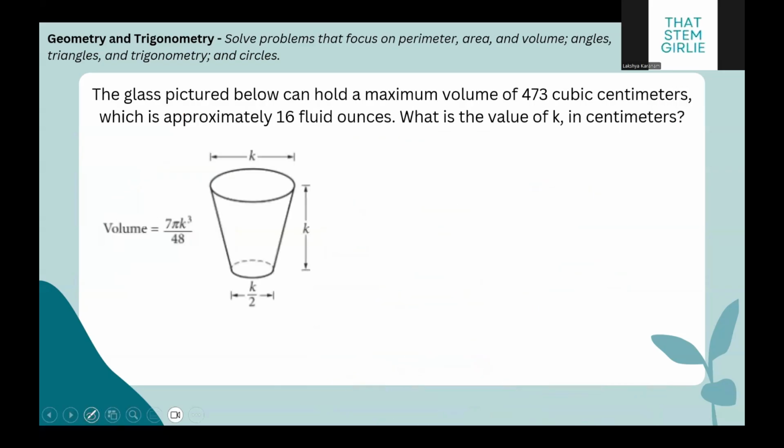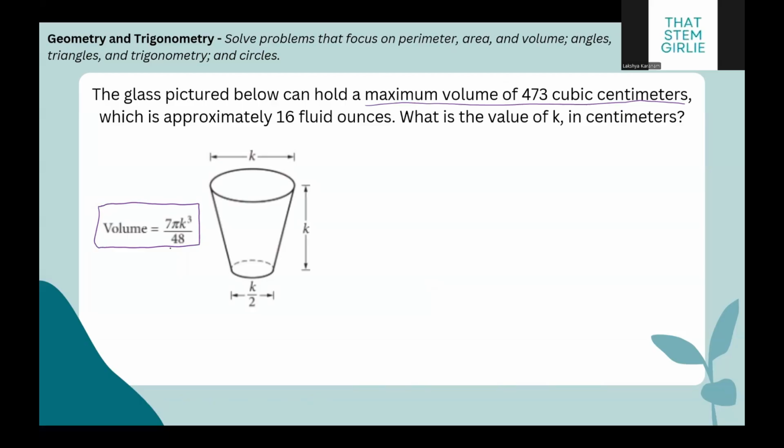All right, the next problem: the glass pictured can hold a maximum volume of 473 cubic centimeters. So it's telling you what the volume is. And this is a little bit of a different shape. You're not given the volume of the shape in your equation sheet, but you are given an expression for the volume here in the problem. So that's all you really need in this case.